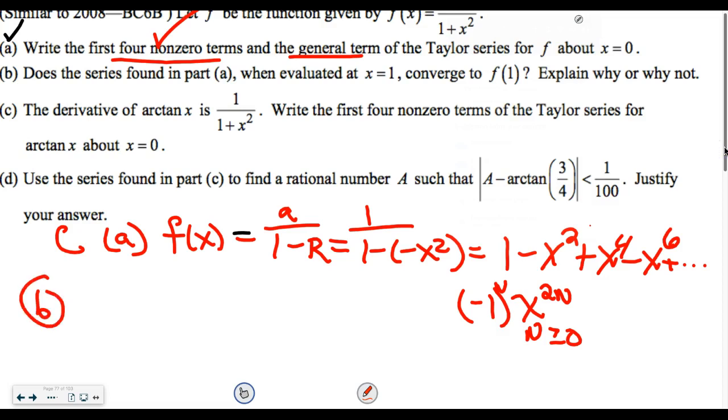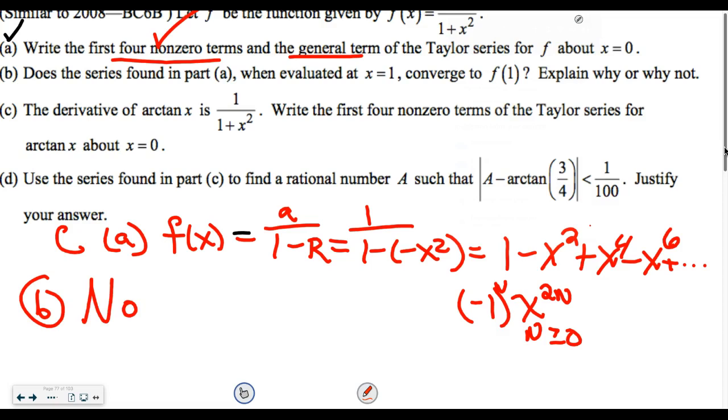All right, letter B. Does the series found in part A, this guy, when evaluated at 1, actually equal f of 1? I want you to see if you understand what that's asking you. What's a better wording for that that would make more sense to you, but that's not how it was worded: does it converge at 1? Is it equal at 1, right? What do you think the answer to that is? No, but that's a 50-50 guess. So, but it is no.